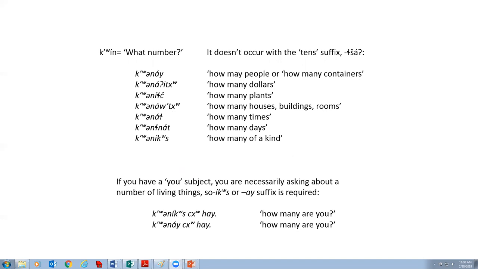It is possible to have a you subject with a question word. If you have a you subject, you are necessarily asking about a number of living things. So the ix or it suffix is required.